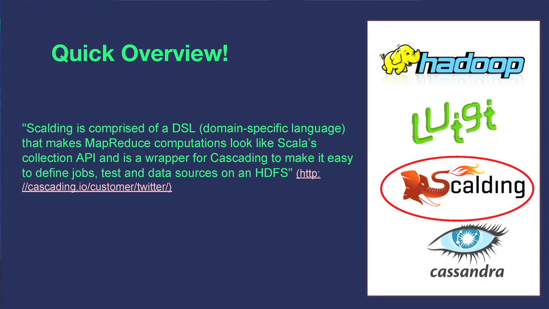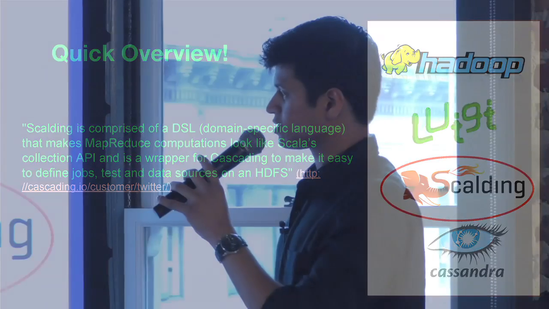So Scalding, let's dig into that next and tell you how we're using that and what kind of problems we've had with that, how we've tried to solve them, and how it's benefited us. Scalding is comprised of a DSL that makes MapReduce computations look like Scala's collection API and is a wrapper for Cascading to make it easy to define jobs, test, and data sources on an HDFS.